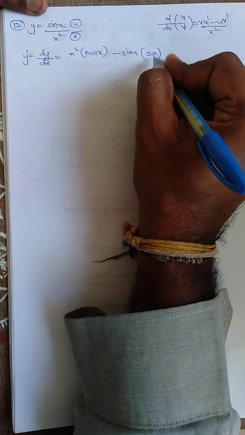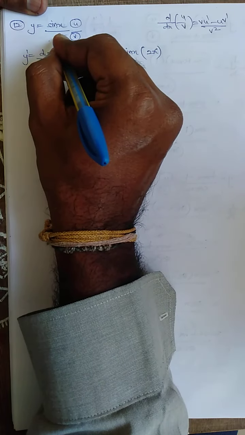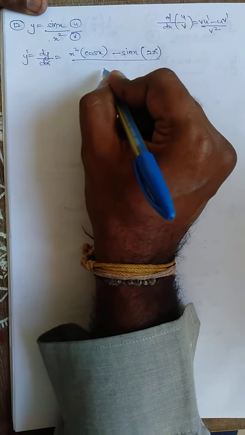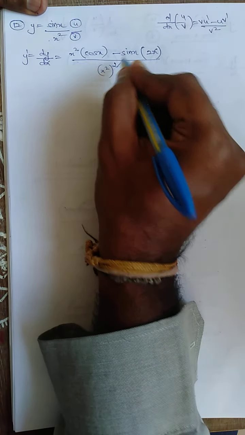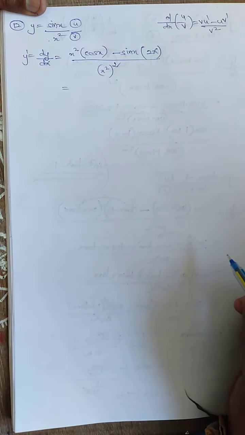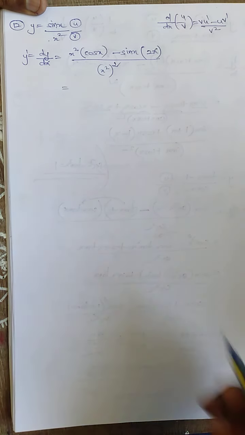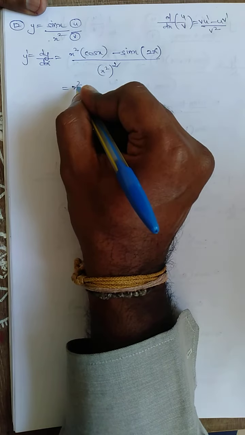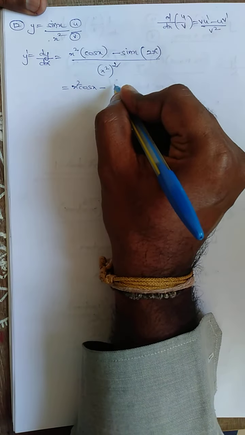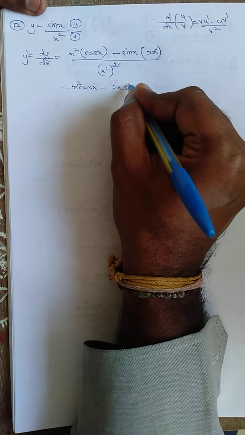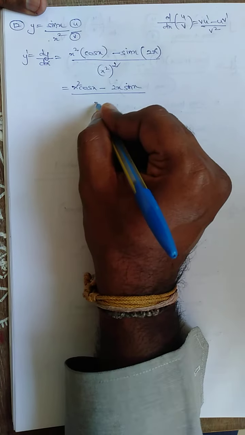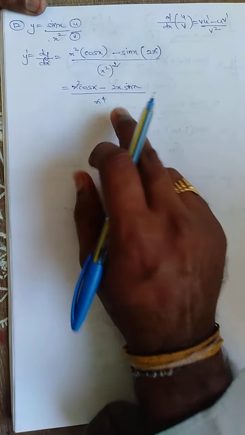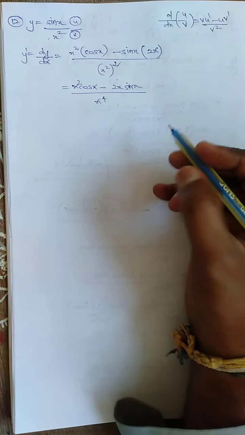Differentiate x square is 2x. Bring down the power and reduce the power by 1, 2x divided by x square the whole square. So what is the remaining answer going to be? Nothing but x square cos x minus 2x sin x divided by x power 4, because x square the whole square will be x power 4.